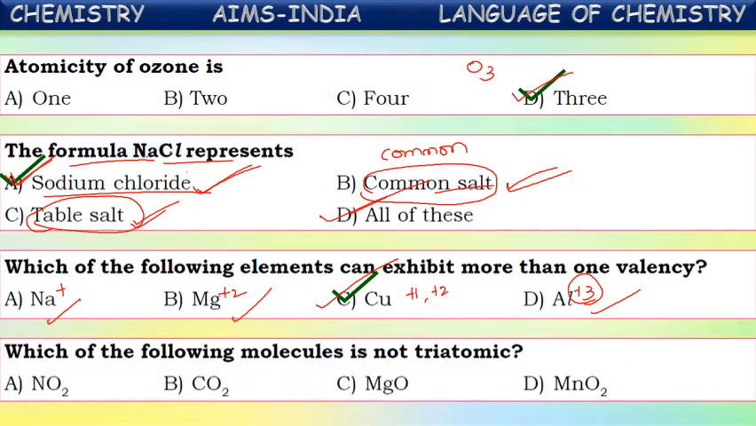Which of the following molecules is not triatomic? NO2: 1 nitrogen, 2 oxygen, 1 plus 2 is 3. Carbon dioxide: 1 carbon, 2 oxygens, 3. Magnesium oxide: 1 magnesium and 1 oxygen, so it is 2, diatomic. MnO2: 1 manganese and 2 oxygen, so it is also triatomic. The question is which molecule is not triatomic. Obviously C is the non-triatomic molecule. The remaining are all triatomic molecules.